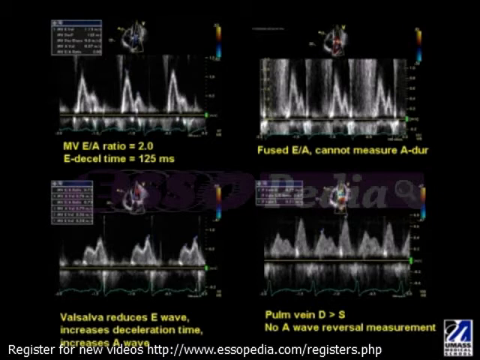Then you look to the bottom left, and we see that a pretty adequate Valsalva was performed. We see that Valsalva reduces the E wave, increases the deceleration time, which was not measured but you can clearly see that it's increased, and it also increased the A wave. And then off to the right, we see that the pulmonary vein D is greater than S, and in some examples, you just can't see the A wave reversal. So there's no A wave reversal measurement. Although there's a faint signal, it's just not good enough to measure.